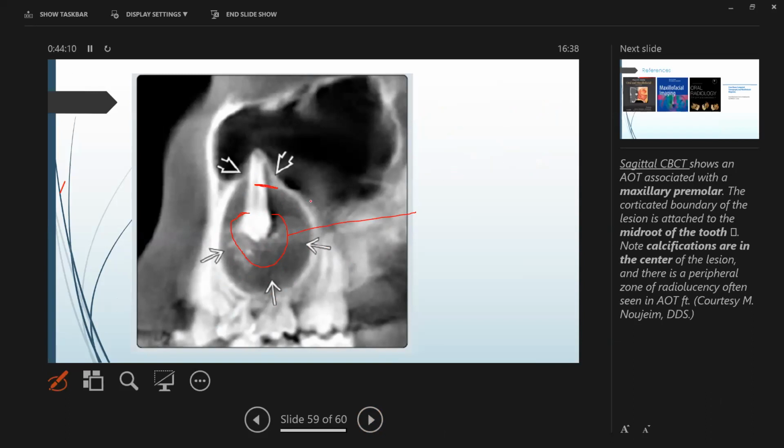Okay, this is apical, and it is with calcifications. So it's most likely to be AOT or any other tumors with calcifications, that is COC. If the attachment of this pericoronal radiolucency is apical to the CE junction, then it is not likely to be a dentigerous cyst, but it is likely to be an AOT. And you can give other tumors with classification. Is it clear?